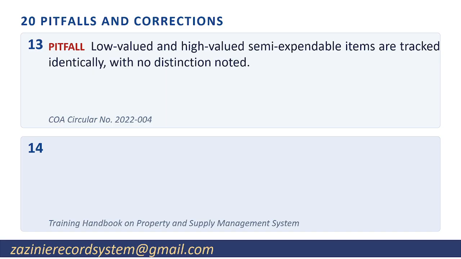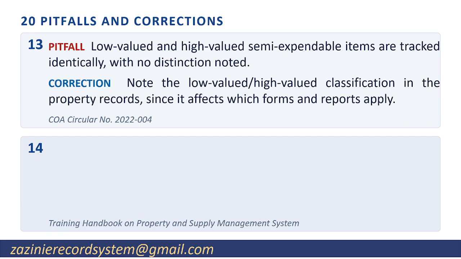20 pitfalls and corrections. Number 13. Pitfall. Low-valued and high-valued semi-expendable items are tracked identically, with no distinction noted. Correction. Note the low-valued or high-valued classification in the property records, since it affects which forms and reports apply.